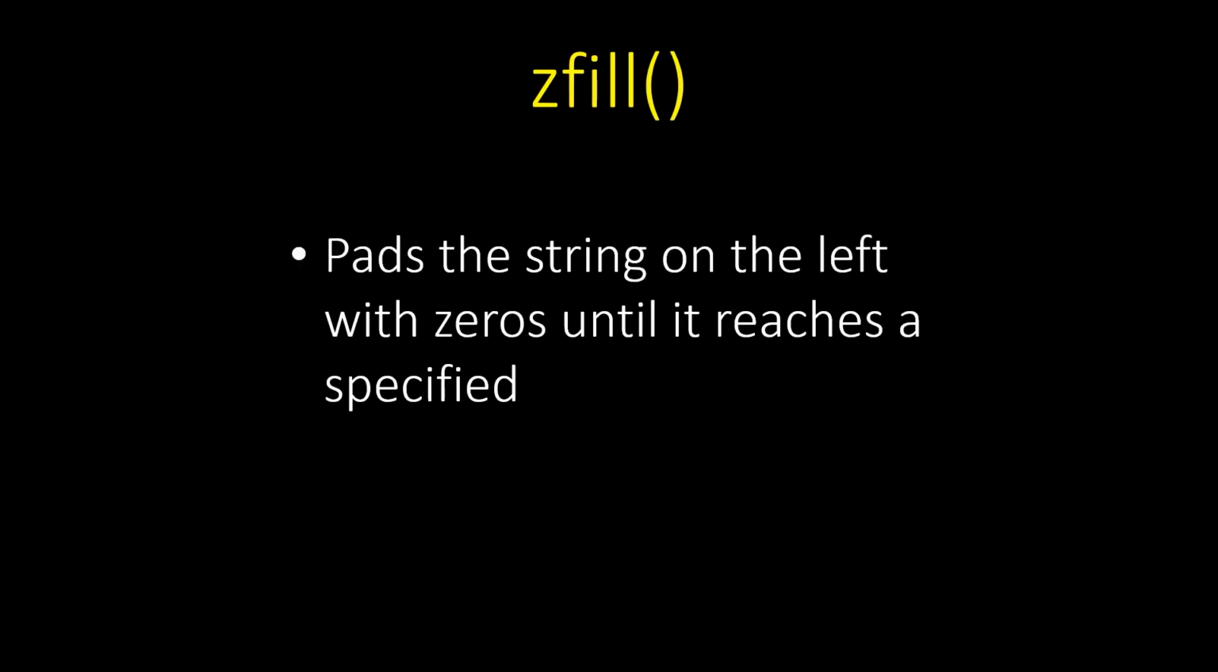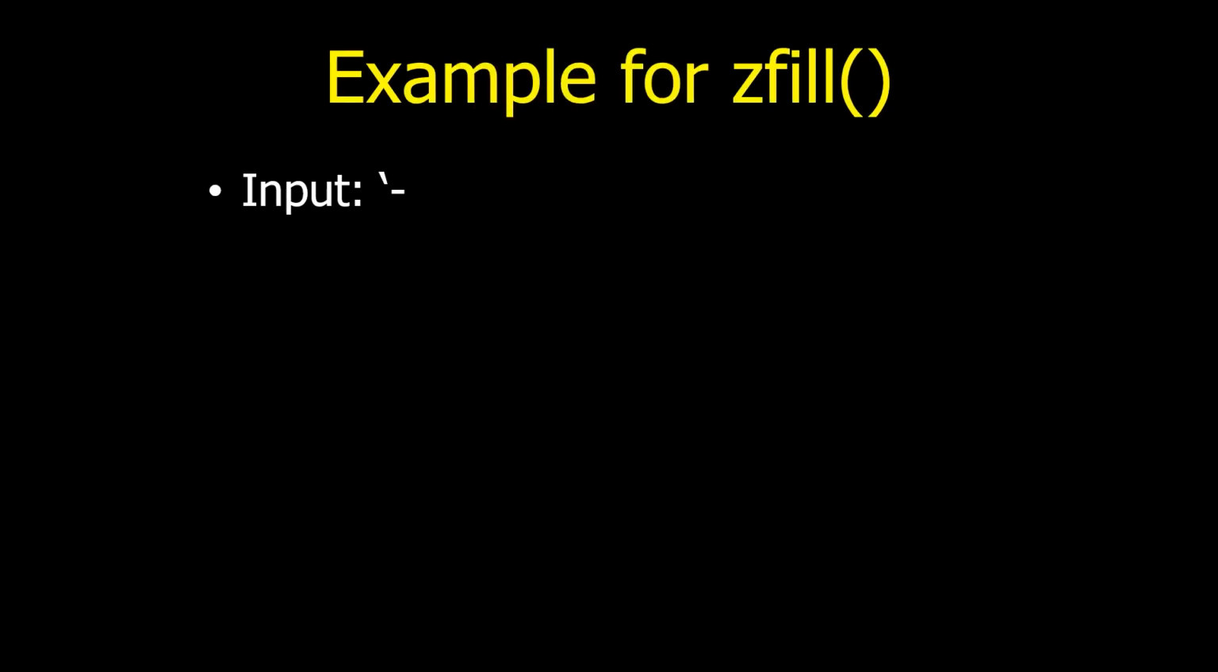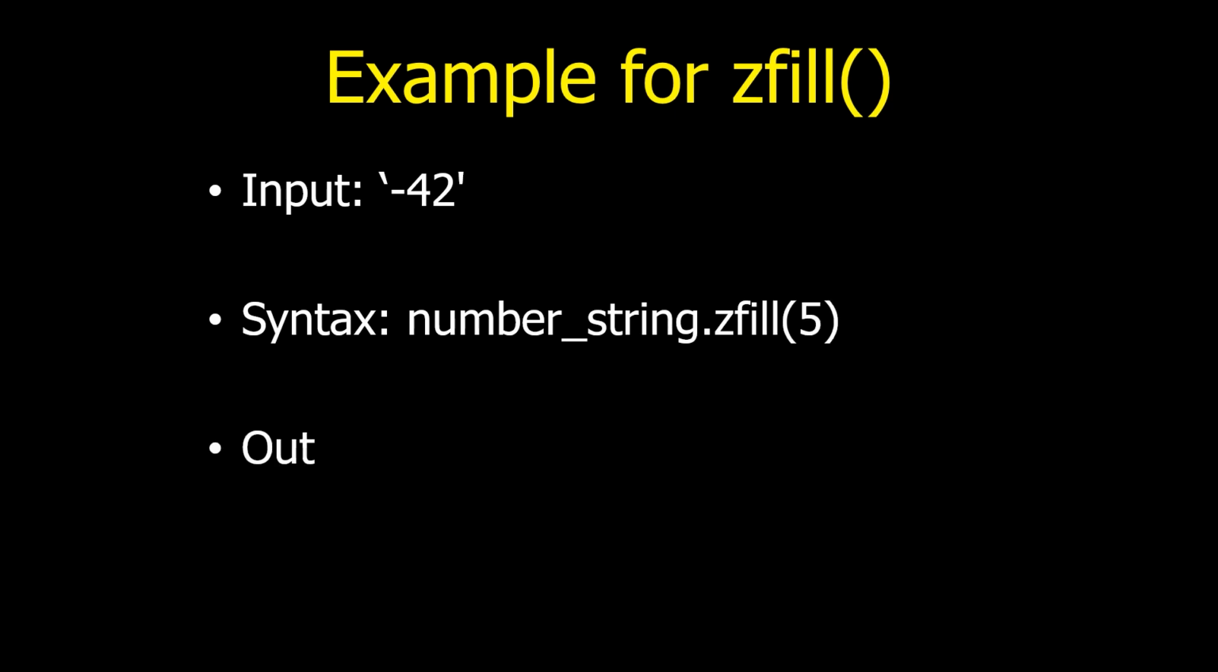Now, suppose you have a string and wish to ensure it has a certain length by padding zeros. zfill is at your service. The string "-42", when padded to a length of 5, becomes "-0042".